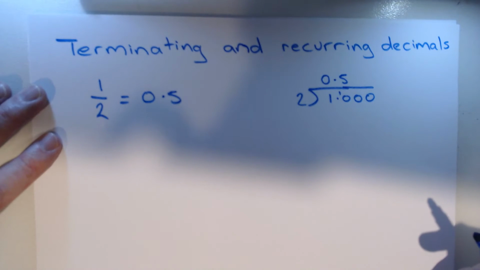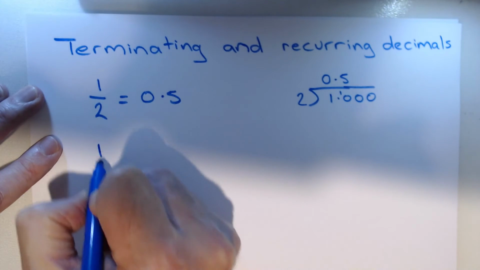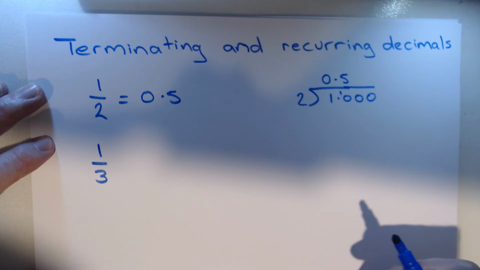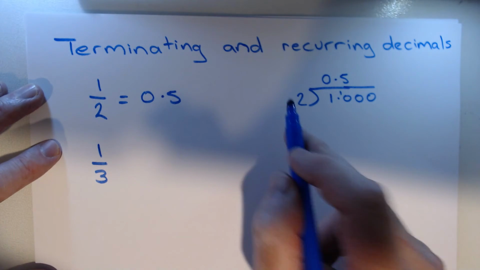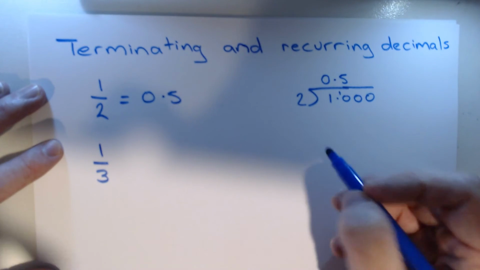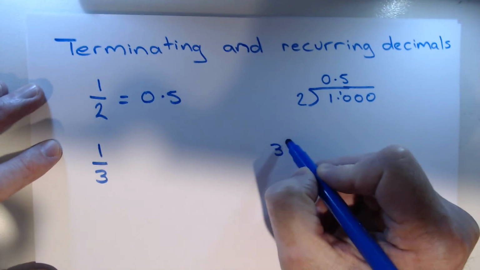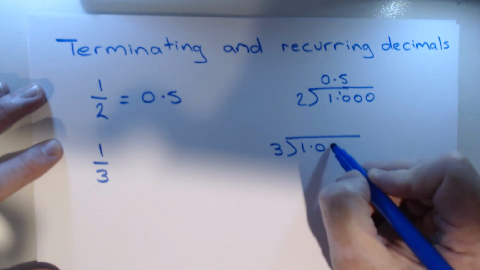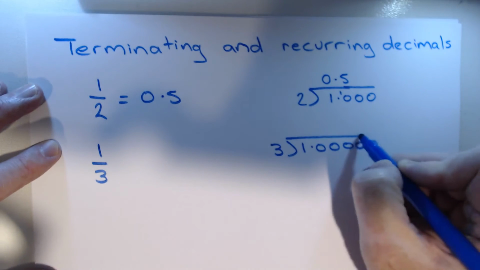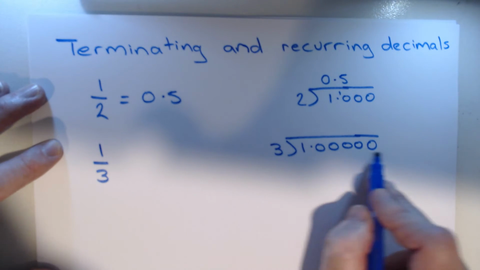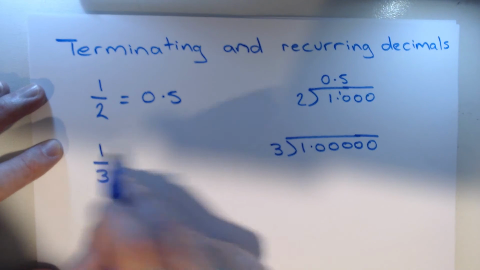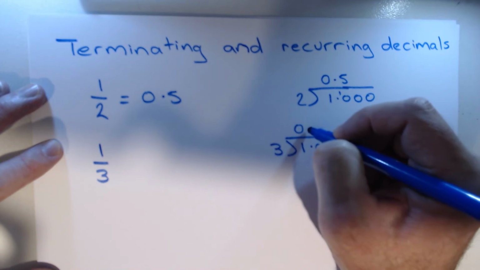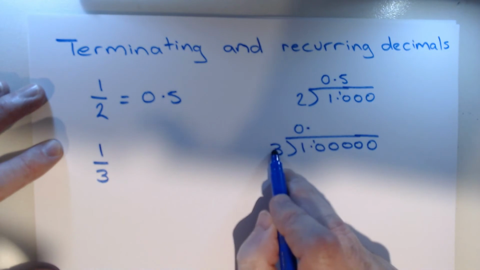Not all numbers though are this easy. If we look at a number like 1/3, this is not a terminating decimal. When we convert this number into a decimal, we're going to end up with a recurring decimal. Let's have a look. So if we say 1 divided by 3, and we add some extra zeros because we're going to need them this time, you'll remember that 1.0000 is the same value as 1. How many times does 3 go into 1? It goes 0. We put our decimal place and carry our 1 over.